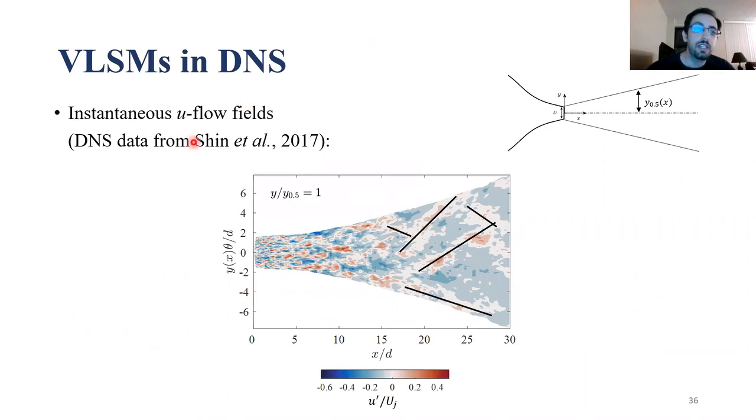We also looked at some instantaneous streamwise flow fields from some DNS data from Shin et al. 2017. So here, this flow field shows the streamwise velocity fluctuations on an unwrapped cone. Red color shows positive velocity fluctuations, and blue color shows negative velocity fluctuations. This is the streamwise direction and this is the azimuthal direction.